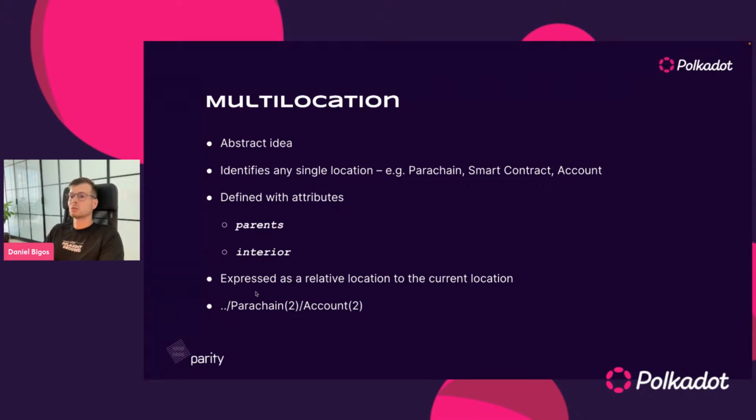Multi-location is defined with attributes like parents and interior, and multi-location is expressed as a location relative to the current location. Let's take this example. We have two dots slash, which means that we need to exit our current location and go to the broader one. Then within that broader one, we need to go to parachain 2, and within parachain 2, we need to go to account 2. That was just an example multi-location.